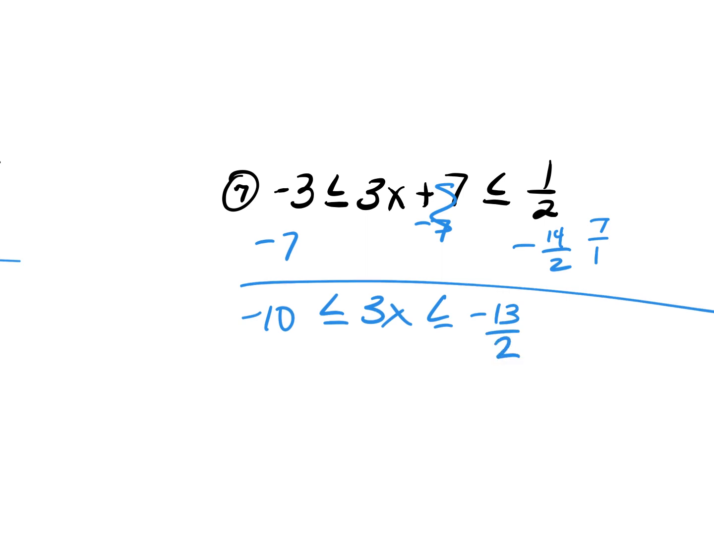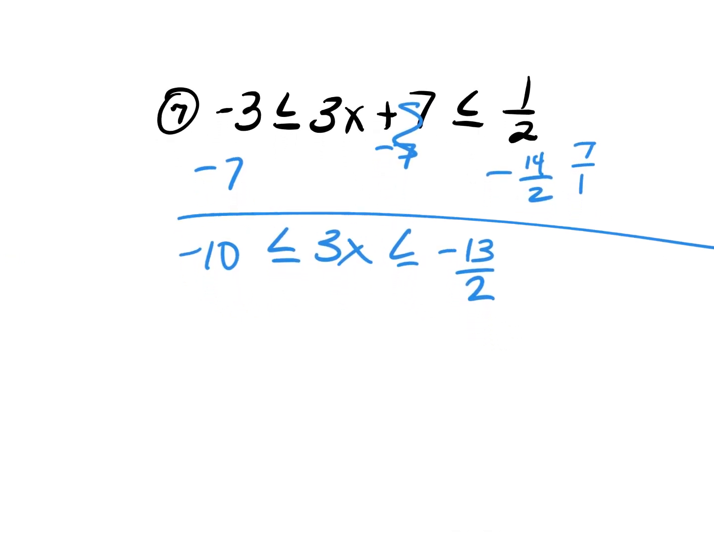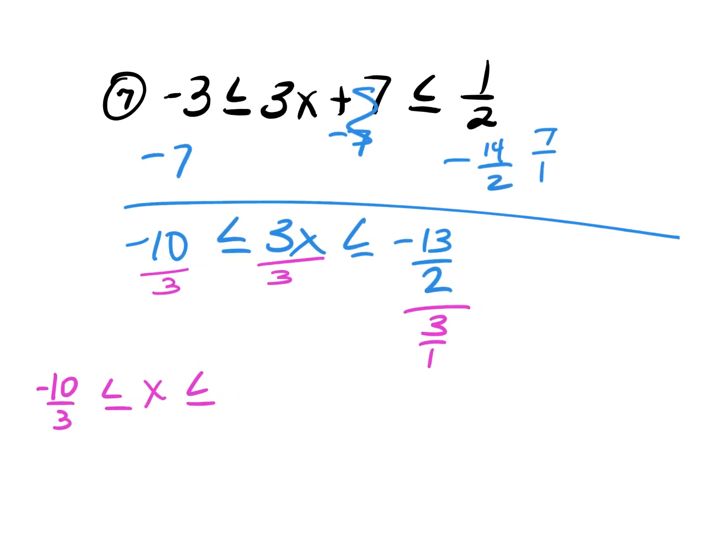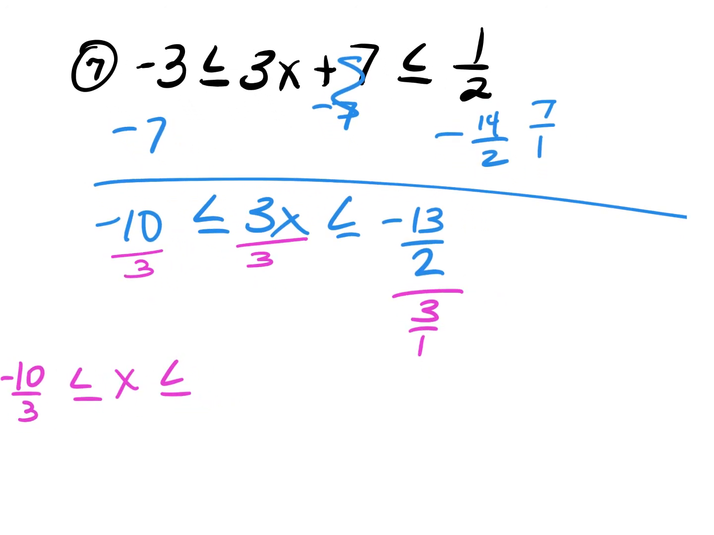Now, this is important. You guys need to see this problem to understand. You've got to get this right when you're doing your computation. I need to get x all by itself now, so I divide everything by what? 3. By 3. So I'm going to divide this by 3, and this by 3, and this by 3. So negative 10 over 3, less than or equal to x, less than or equal to negative 13 over 2 divided by 3 over 1.